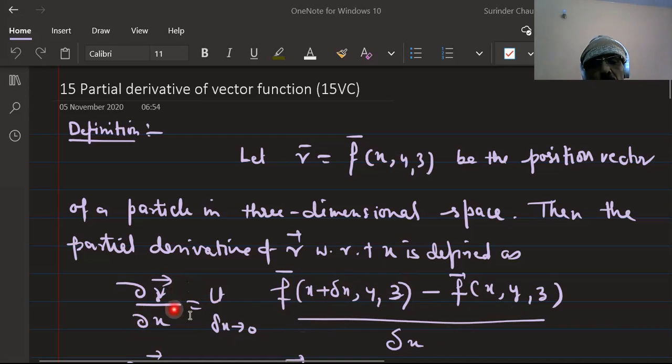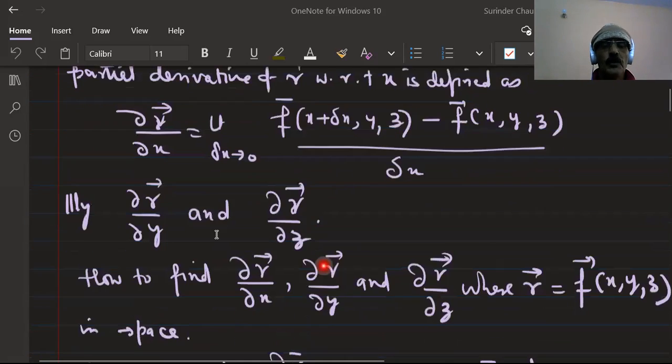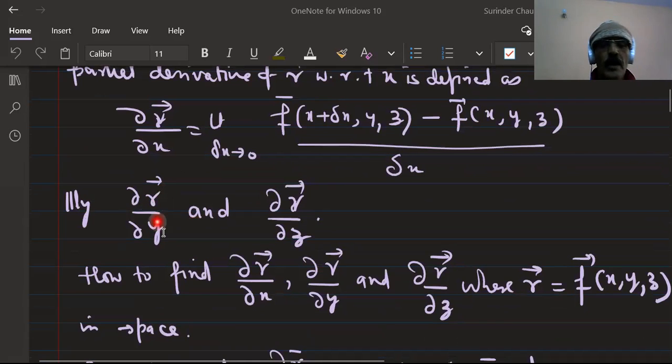Now if we want to find the partial derivative of R with respect to y, then this will be the limit as delta y goes to 0 of f vector of (x, y plus delta y, z) minus f vector of (x, y, z), upon delta y. Similarly, we can find derivatives with respect to z, and so on, for any number of variables. If R is a function of more than three variables, this is the generalization of the definition of the partial derivative of a function.